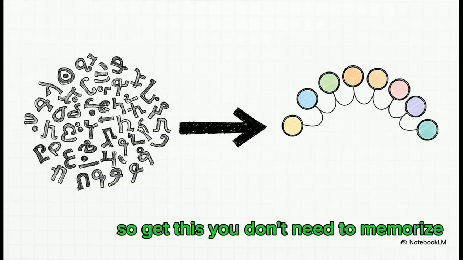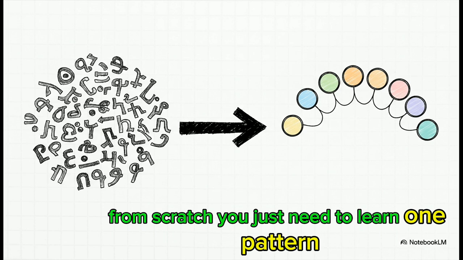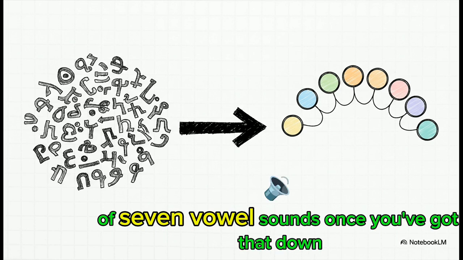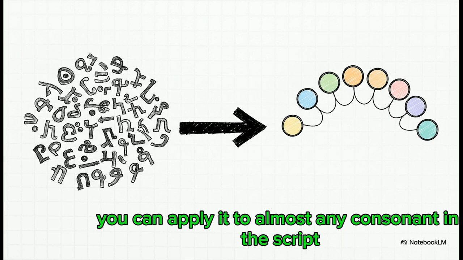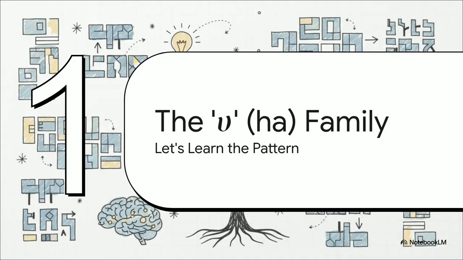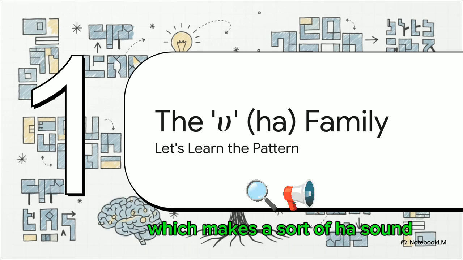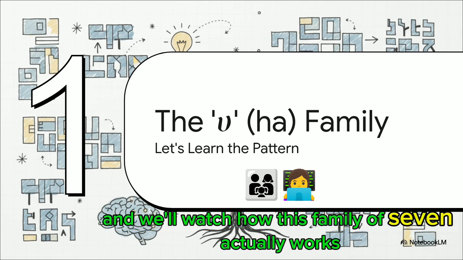So get this, you don't need to memorize hundreds of different characters from scratch. You just need to learn one pattern of 7 vowel sounds. Once you've got that down, you can apply it to almost any consonant in the script and literally start sounding out words right away. All right, let's dive in and see this in action. We're going to start with the letter ha, which makes a sort of ha sound, and we'll watch how this family of 7 actually works.